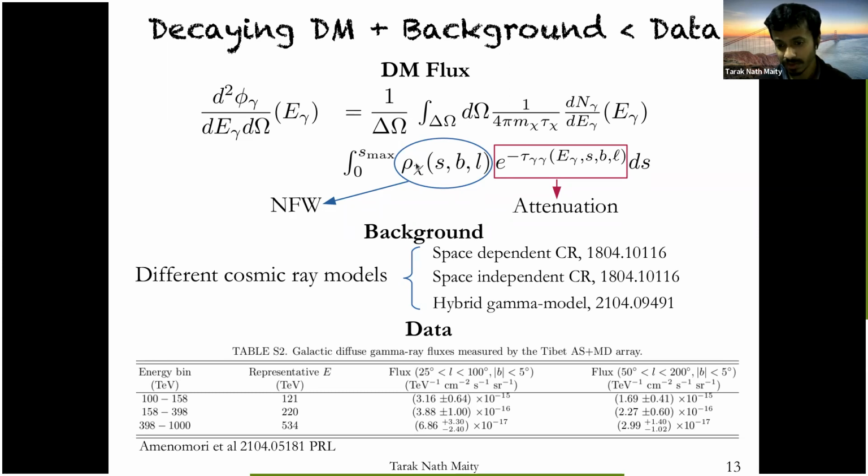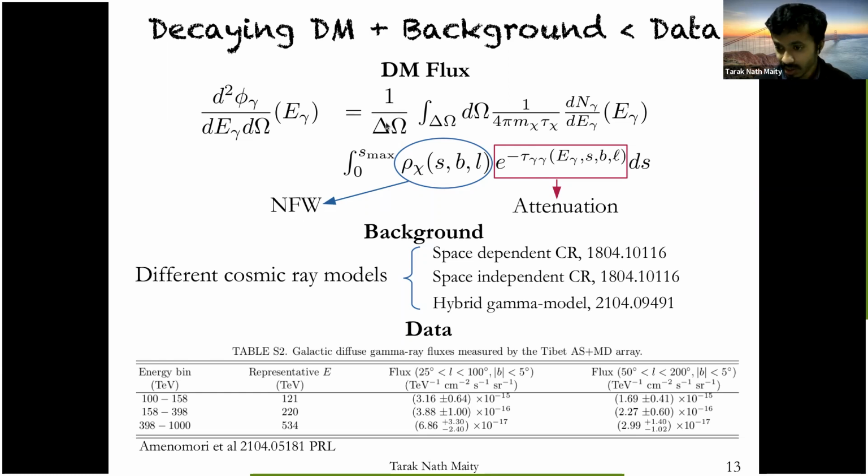For the line of sight integration, you need knowledge of the dark matter density profile, for which we have taken the well-known NFW profile. And as I said, this attenuation factor is just the reduction in the gamma ray flux, depending on what kind of background photon field you are considering. Once you have this, you can calculate the gamma ray flux coming from dark matter.